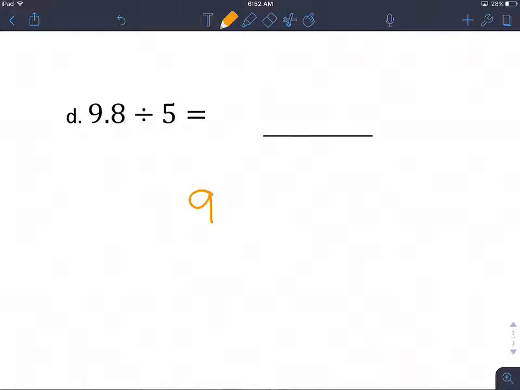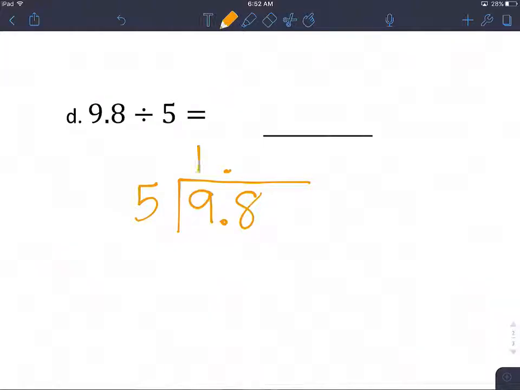That's going to go on the inside of the division bar, and 5 is on the outside. Now looking at that outside number, 5 is already a whole number, so I'm not going to move the decimal at all for this problem. I'm going to make that look more like division. Here we go. Alright, so now we can divide.